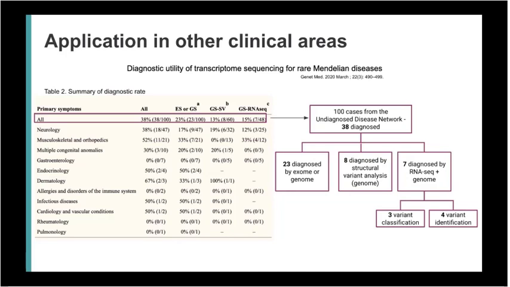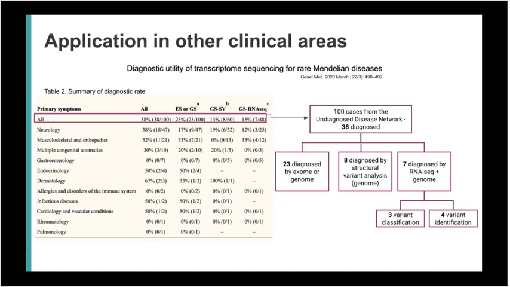So this is just one publication in which there were 100 cases from the Undiagnosed Diseases Network. So these are cases that are already in the difficult to diagnose category and may not be representative of a general genetic testing population. And the experimental setup was complex. So not all individuals had all assays done, but in this study, they were using exome analysis, genome analysis, and RNA-seq analysis on subsets of patients.